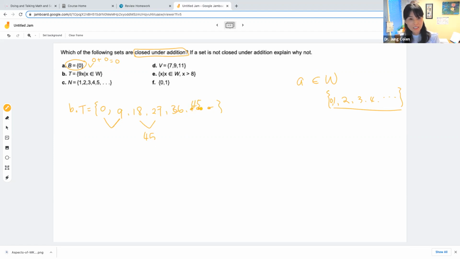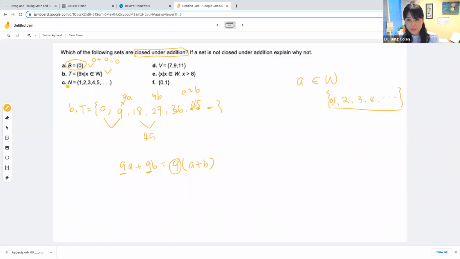It's a multiple of 9. So pick any 2 numbers, and the sum is still a multiple of 9. We can also prove that. Any number that's a multiple of 9 is 9 times A. Another number is 9 times B. Let's say A and B are not equal. 9A plus 9B, you see that 9 is a common factor, so you can factor it out. However you are adding it, it's always 9 times something, which means it's an element of that set. Okay, so it is closed.